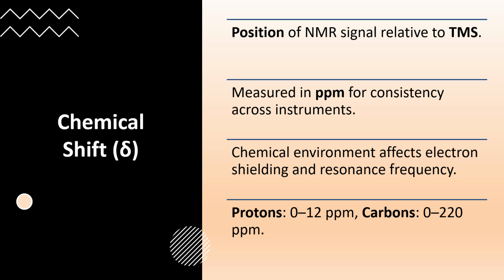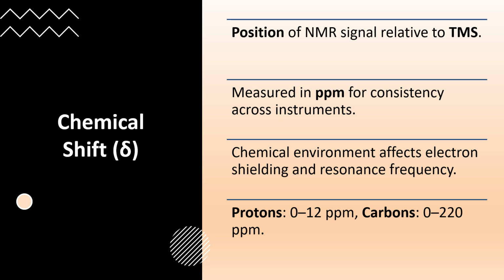Why ppm? It ensures that the results remain consistent regardless of the operating frequency of different NMR instruments. This standardization makes it easier to compare spectra from various sources. The chemical shift is influenced by the chemical environment surrounding a nucleus. Electrons in the molecule create a shielding effect, reducing the impact of the external magnetic field on the nucleus.